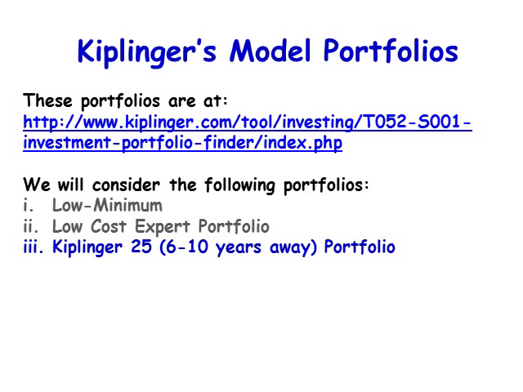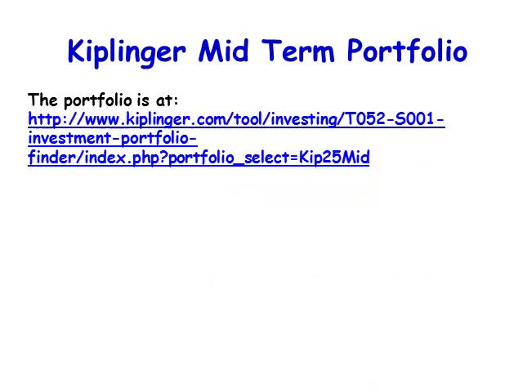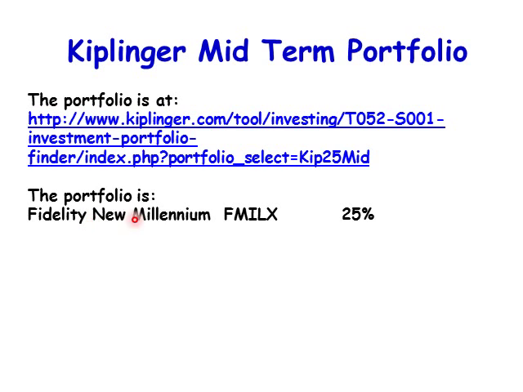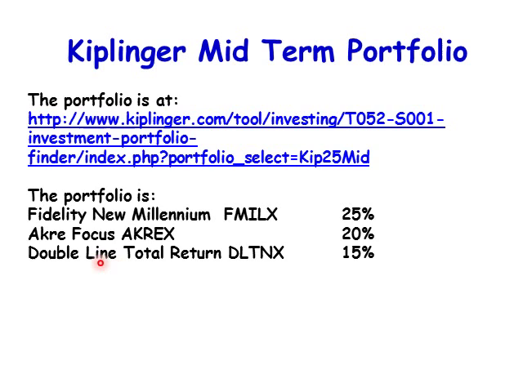Now we look at the next portfolio, which is from the Kiplinger 25 list, for 6 to 10 years away. That's the intermediate term portfolio, and it is at this location here. The portfolio is Fidelity New Millennium at 25%. This is my large cap. Akre Focus, AKREX, is 20%, and a DoubleLine Total Return Fund is 15%. The DoubleLine Total Return Fund is new, with about 3.5 to 4 years of history.